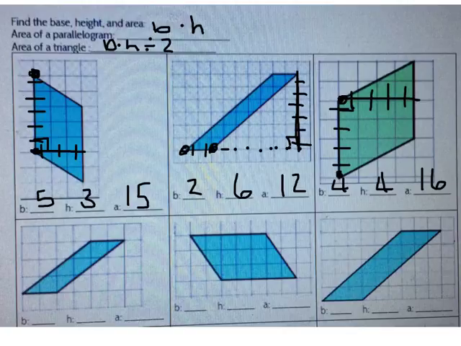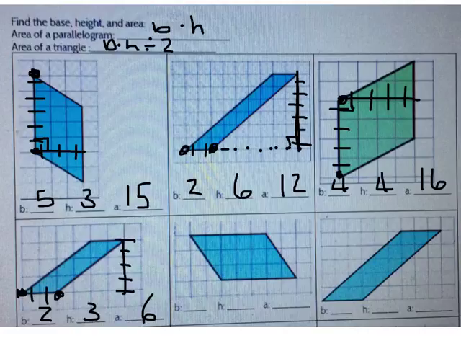Let's look at the next one. Find the base, height, and area of the next parallelogram. The base is 2, the height is 3, and the area is 6.